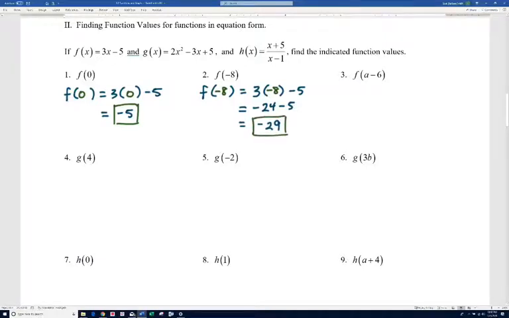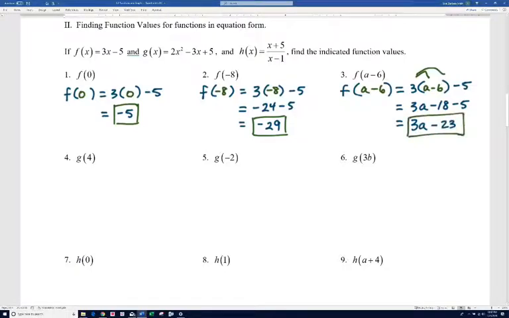Now you look at number 3, sometimes this input having a variable in it will confuse students. But really, it's not that difficult. We're going to do the exact same thing we just did, but instead of just plugging in a number, we're actually plugging in our input, which this time is a minus 6. And so on the right side, we're going to need to distribute here. We're going to get 3a minus 18 minus 5, which simplifies to 3a minus 23. Now I'd encourage you to go ahead and do 4 through 9 to get more practice, or you can just move on to the next slide.